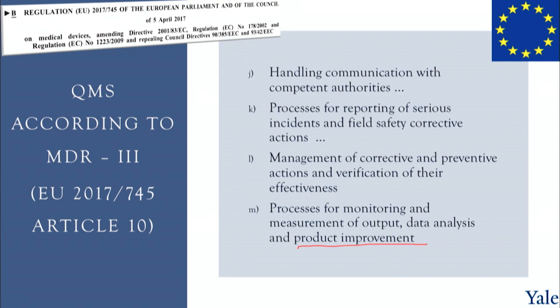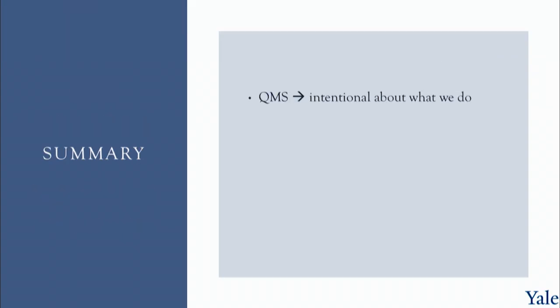And this is kind of a striking feature of all of this quality work. The end product includes product improvement. The company takes feedback, monitors everything it does, and then uses it to create better products. And this is the essence of a quality management system. So to summarize, a QMS means that we're intentional about what we do.